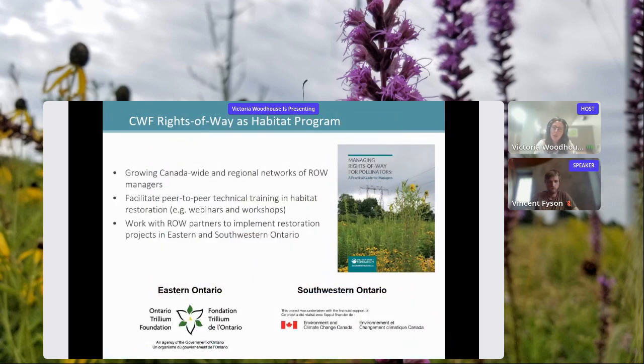So through our program, we have built and are continuing to grow our Rights of Way network. So one of these is the Rights of Way as Habitat Working Group. This is a Canadian chapter as the offshoot of the US group, if you're already familiar with that. We also have two regional networks, one in Eastern Ontario and one in Southwestern Ontario. We call these communities of practice, and we get these groups together to facilitate peer-to-peer knowledge sharing, to offer trainings. Trainings like this today, our webinars and our workshop and resources, are available to everyone across Canada, but we also have some additional opportunities to those in those specific communities of practice.